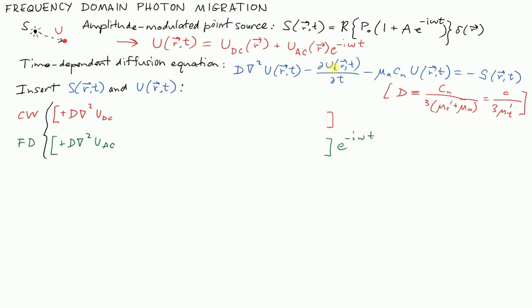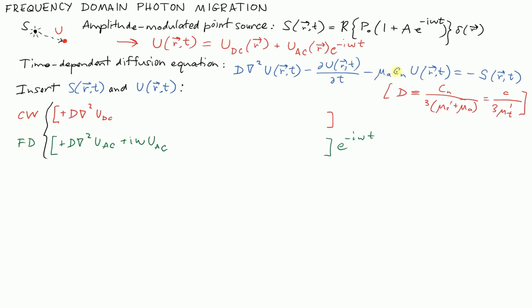That's the minus time derivative term. So the time derivative of e to the minus i omega t brings down a minus i omega. We have a minus sign as well here. So this is going to give us a plus i omega u AC. Now what's interesting here is that the time derivative of the DC term is 0. So I don't write anything up here. So that's a difference between the CW and frequency domain terms.